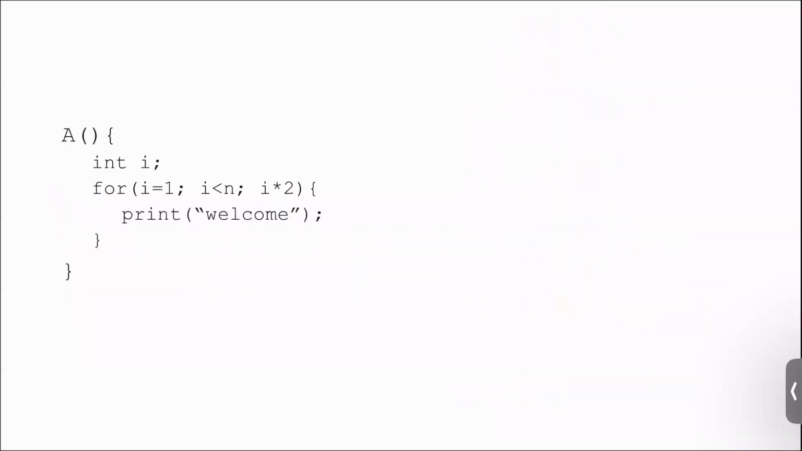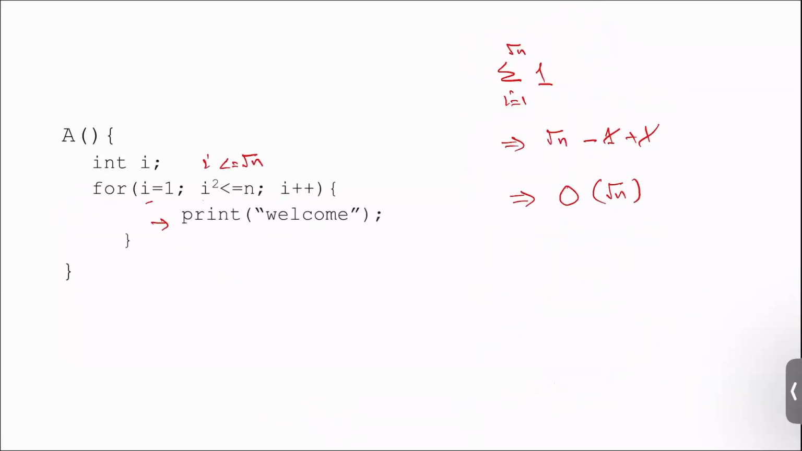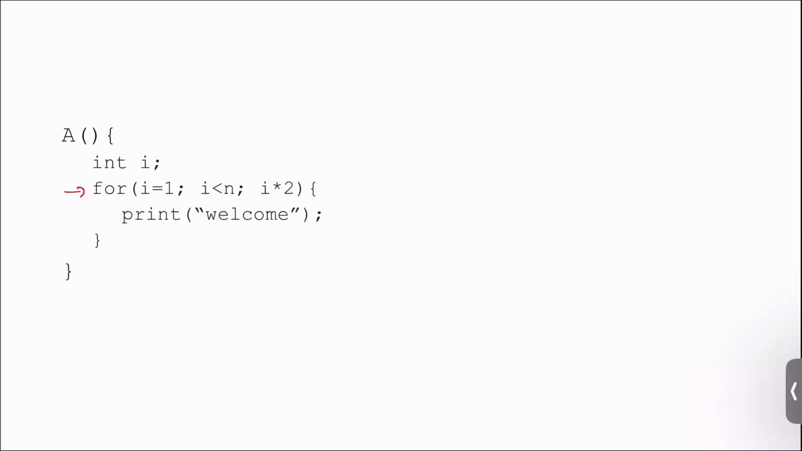Let's do some more exercises. Let's say, for example, this one. So we are having a loop here. This is a special, important one to understand. In all previous examples, the increment was plus plus, right? You can see the increment was plus plus. In this loop, the increment is not plus plus.